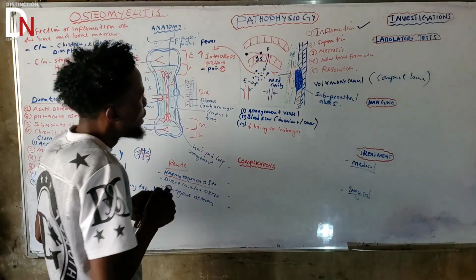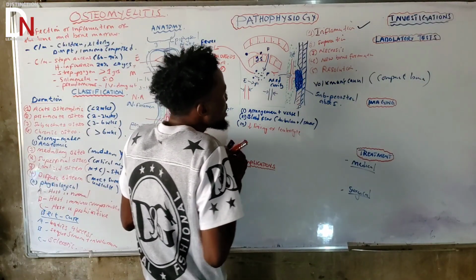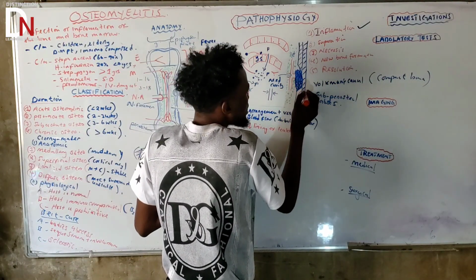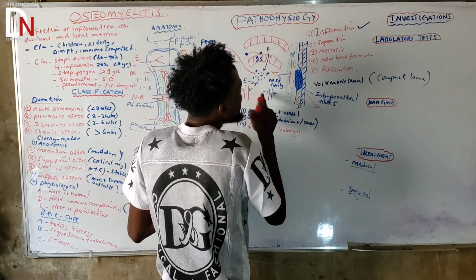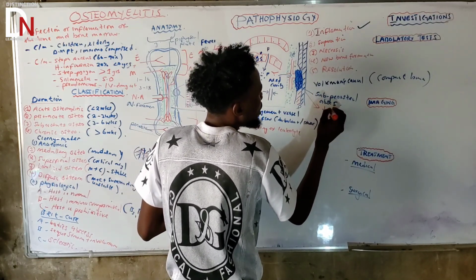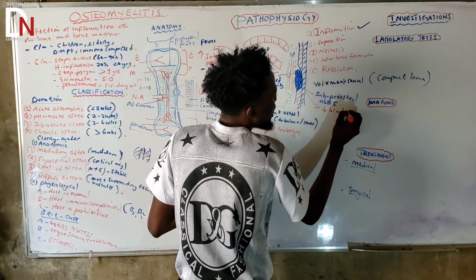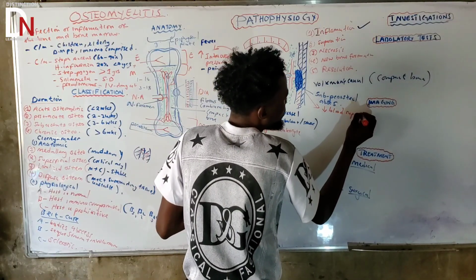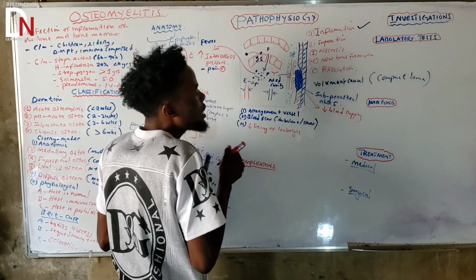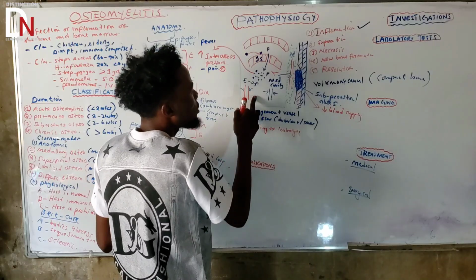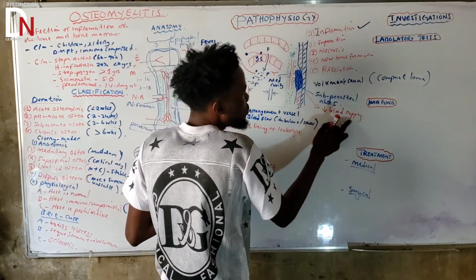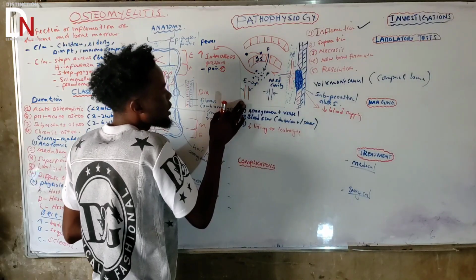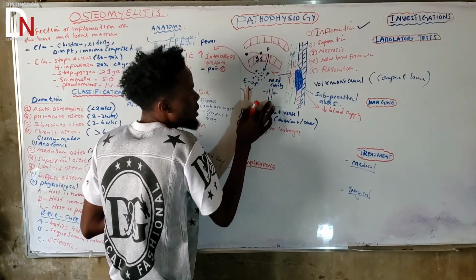So if it is compressing against that, what do you think is going to happen? There will be reduced blood supply, due to increasing intramedullary pressure, or intraosseous pressure. There will be reduced blood supply due to compression of the artery and the veins.